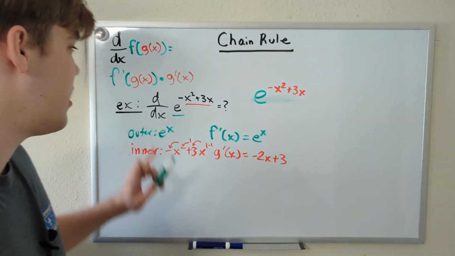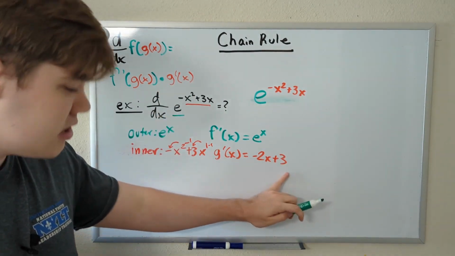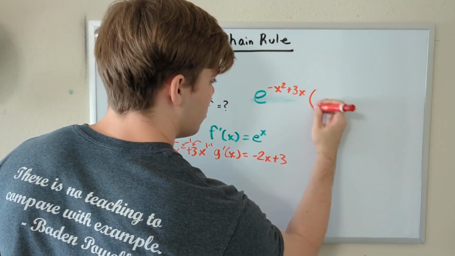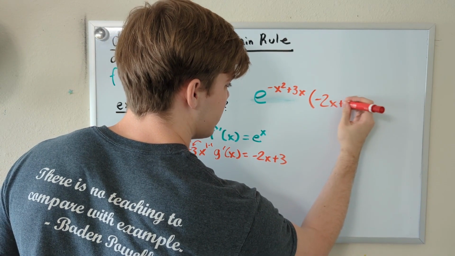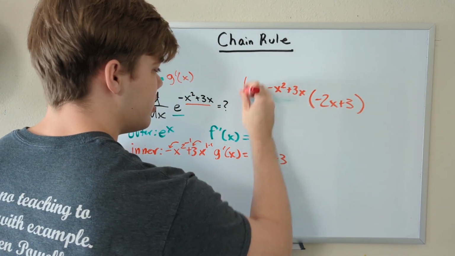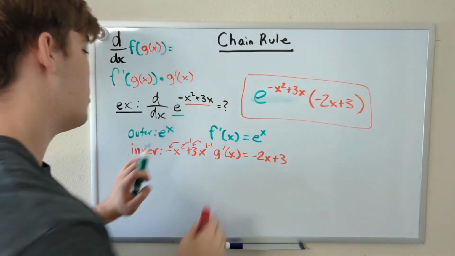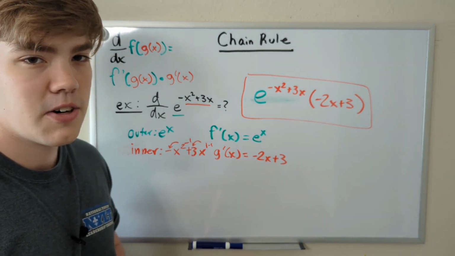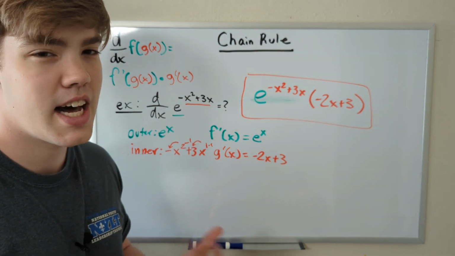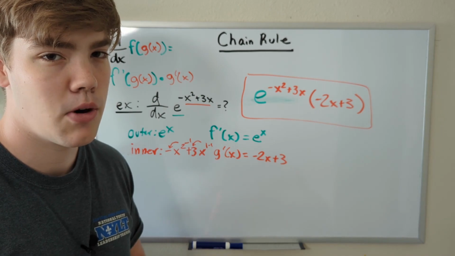And then we just need to multiply all of that by g prime of x, which is just down here, and that's equal to negative 2x plus 3. And this is the derivative of e to the negative x squared plus 3x. See, not so bad. Just kind of a repetitive rule that gets a lot easier with more practice.